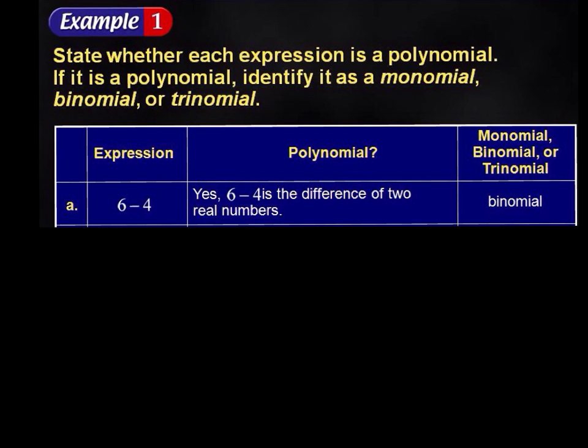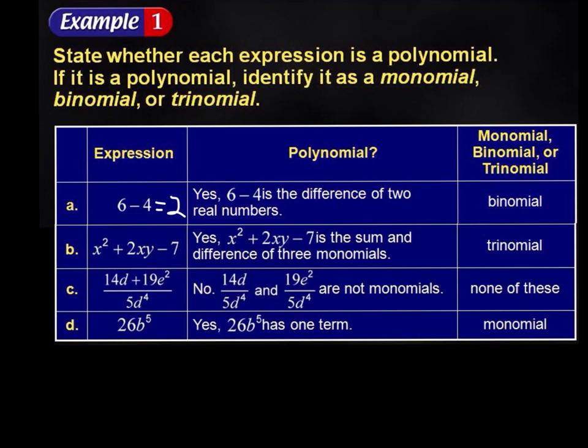State whether each expression is a polynomial. If it's a polynomial, identify it as a monomial, binomial, or trinomial. The expression 6 minus 4, as it sits, has two terms, so it would be a binomial. However, if you simplified 6 minus 4 as 2, then it would have one term and it would be a monomial. Now, x squared plus 2xy minus 7 has three terms, 1, 2, 3, so it is a trinomial.